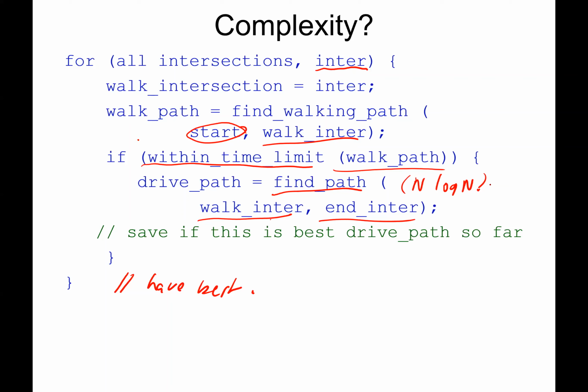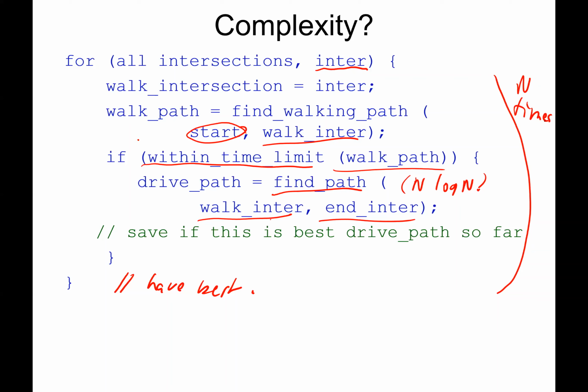So Yash is saying n squared log n. Yeah, so it's n squared log n. So let me shrink this down. So basically, we're going to go through this loop n times.